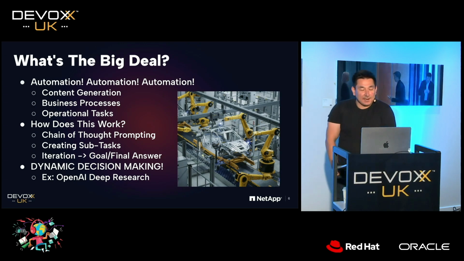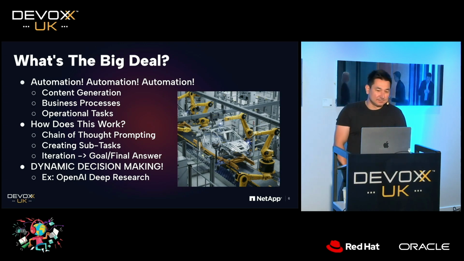You have agentic AI. What's the big deal? If you're turning the keys over to how an agentic system gets to an end state, a goal, a response, you literally are taking the human out of the loop. And so what does that really mean? It means automation, automation, automation.